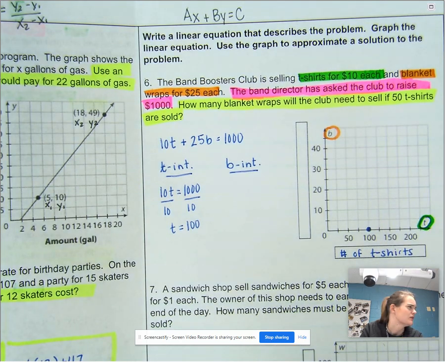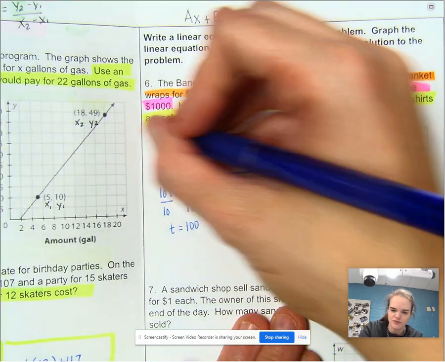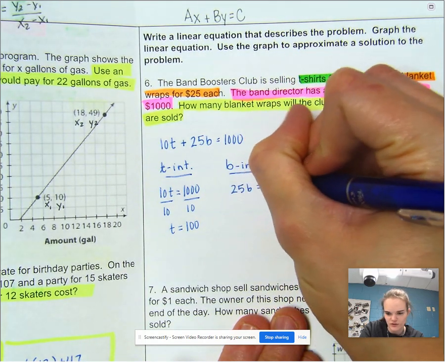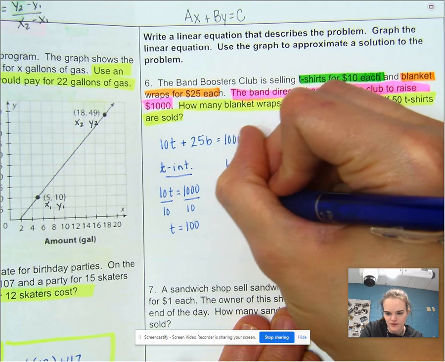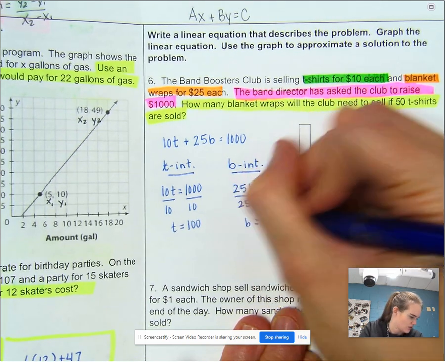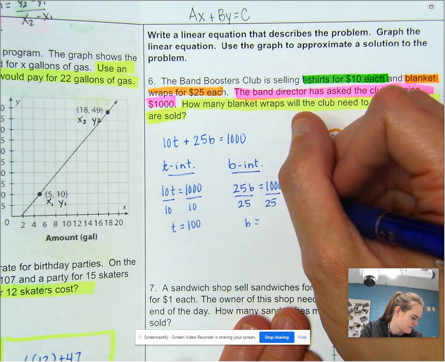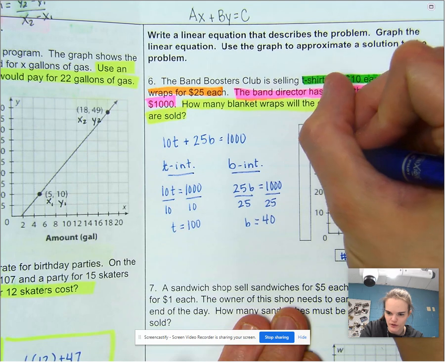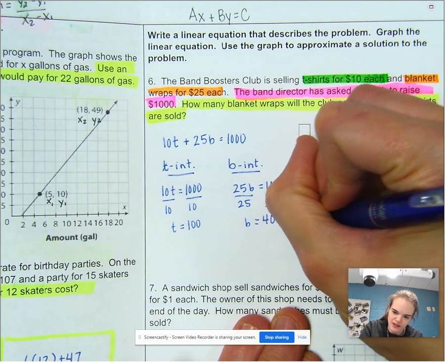Okay, let's do the same thing for B. Cover up T, so we have 25B equals 1,000. Divide by 25. And B equals 40. So put a point on 40. This is the number of blanket wraps.